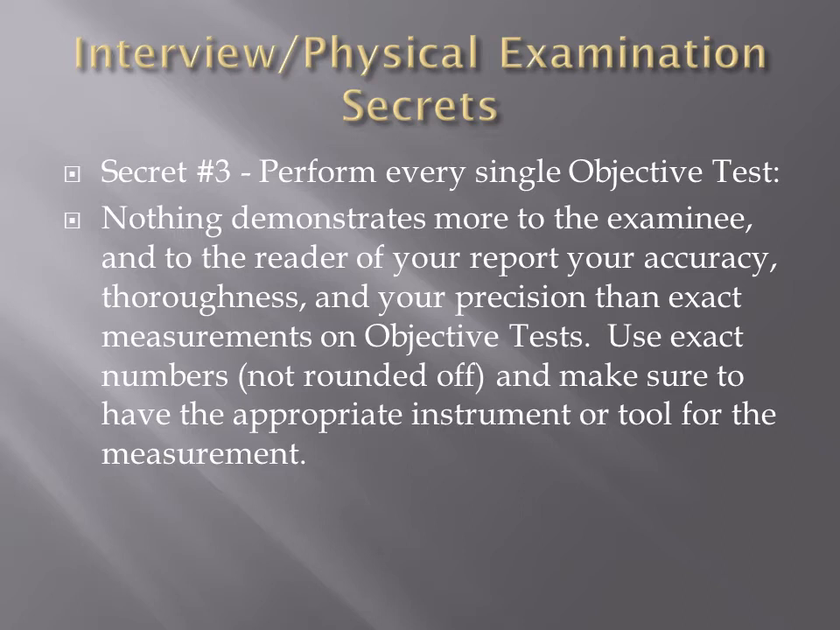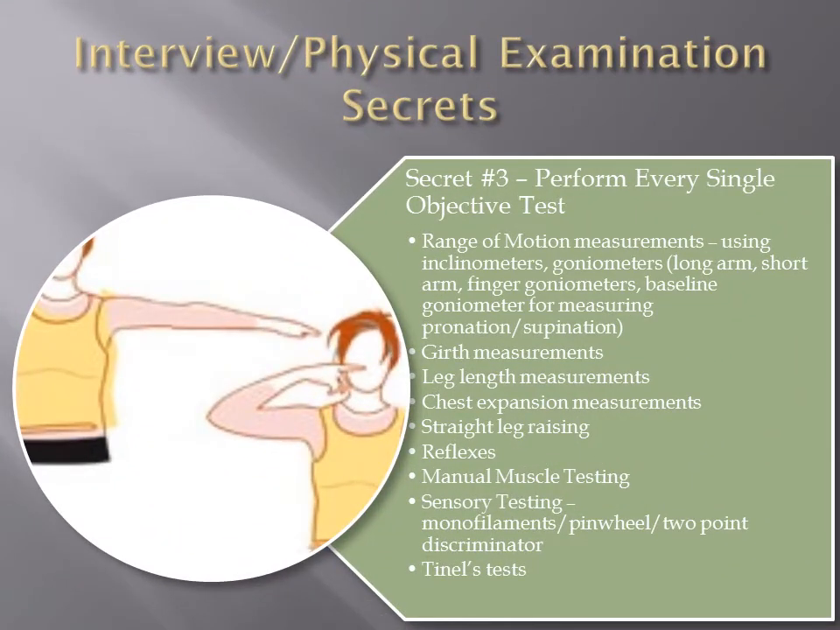Nothing demonstrates more to the examinee and also to the reader of the report your accuracy, your thoroughness, and your precision than exact measurements on objective tests. Make sure to use exact measurements. Don't round off your numbers. And make sure to have the appropriate instrument or tool for the measurement. For example, I have a listing here for you of several different types of objective tests, and this is not a complete list, but these are just some of the objective tests that are required through the AMA guides.